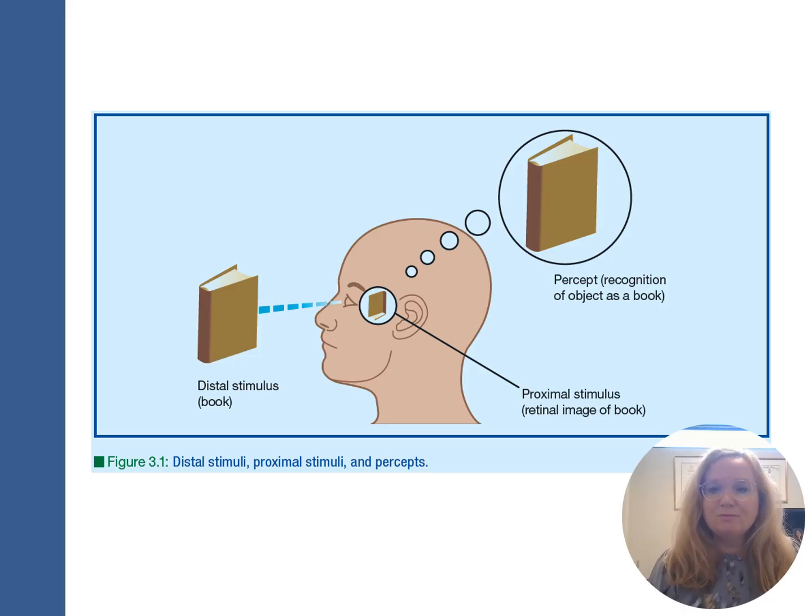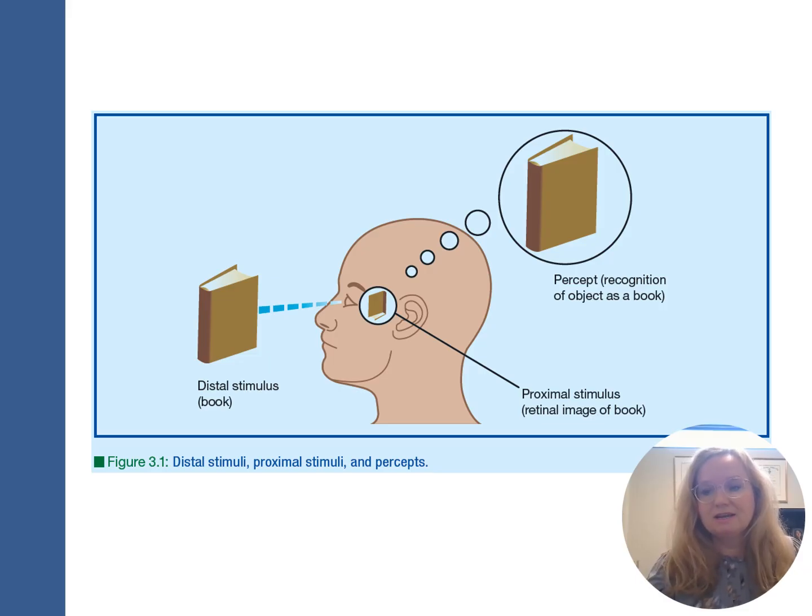Then that information out there in the real world gets translated into a stimulus that is detected by your nervous system, like a proximal stimulus, like the retinal image at the back of the eye. The retina is detecting the image of the book. That's not the full process. Then you have what actually is what we experience as the book in our brain. And that recognition of the object that we're seeing as a book is called the percept.